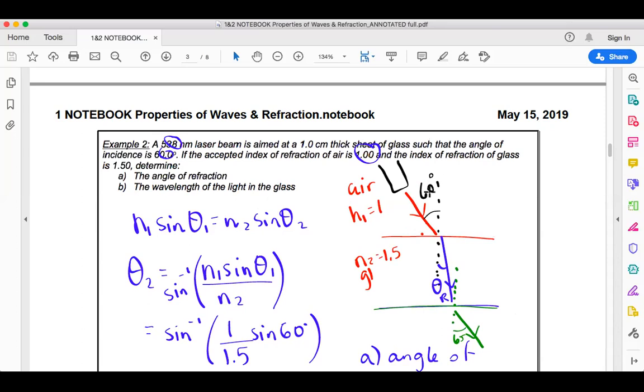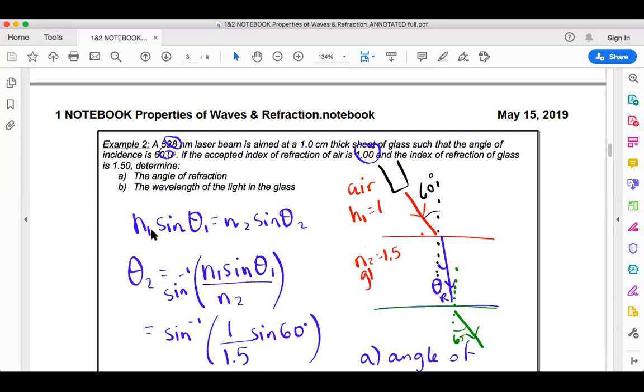The angle of incidence is the angle to the normal, 60 degrees. We have N1 is 1 and N2 is 1.5. So we're going to refract towards the normal because you're going into a slower medium. When it comes out, it's going into a faster medium, so it's going to bend away from the normal. In fact, these two are going to be parallel.